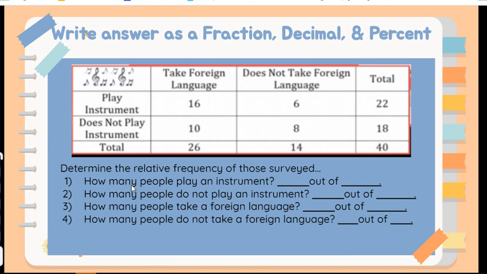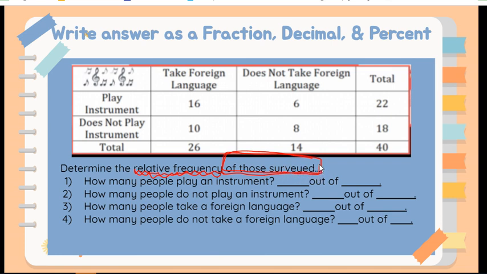So I'm going to start by making sure that when I see that word relative frequency in front of frequency, that means I'm going to be making my fractions. All right, so I start with my first. How many people play an instrument? All right, and this is of those surveys. So a relative frequency of those surveys. So every question is out of how many were surveyed.